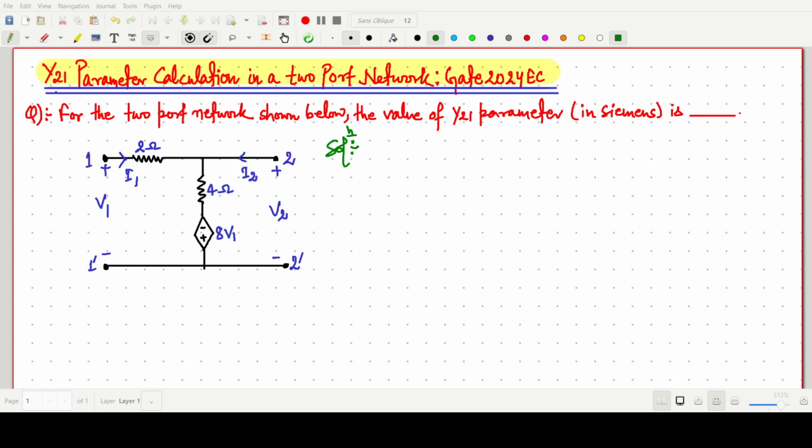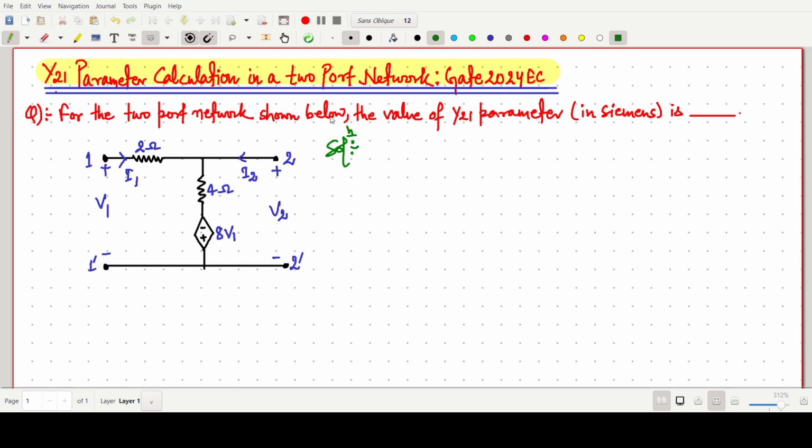Welcome everyone. In this video lecture, we will solve a GATE 2024 EC question in which we have to find out the value of the Y21 parameter in a two-port network. The two-port network is given here, and we have to find the value of the Y21 parameter. This is the circuit. Here is a 2 ohm resistance and a dependent voltage source having value 8 V1. This is voltage V1, V2, port 1, port 2.